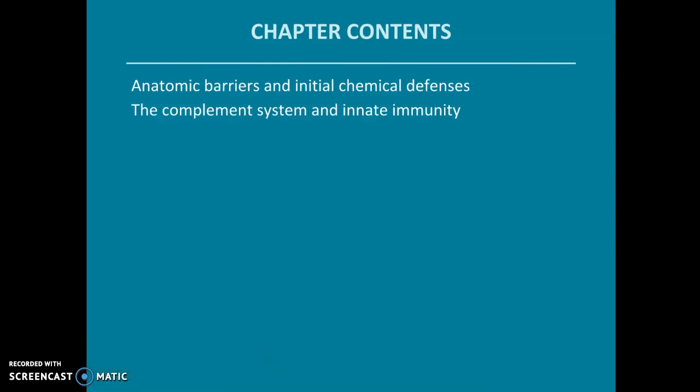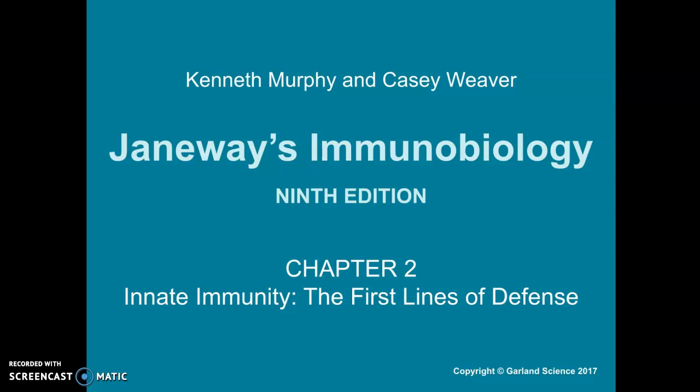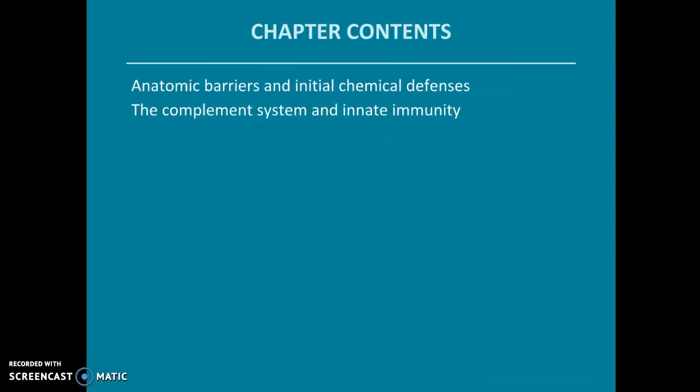Okay, so we're going to be talking about Chapter 2, the innate immunity. This is the first line of defense for the immune system. So we're going to talk about anatomic barriers and chemicals that are going to be our defenses. And then we're going to talk about the complement system and innate immunity.